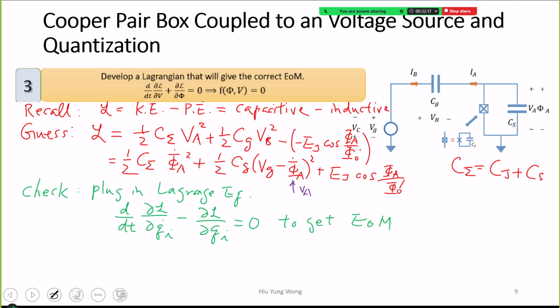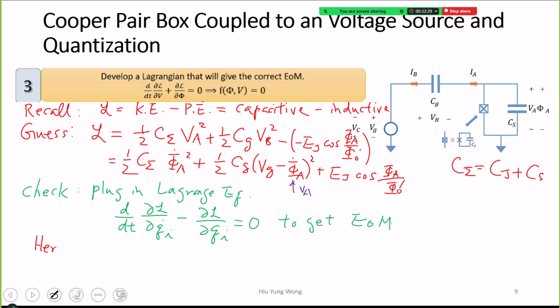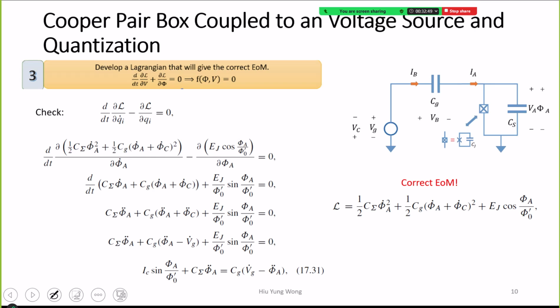Now the point is, how many variables do I have in this system? As I said, we only have one, phi A. So Q0 equals phi A. Only one variable in this circuit.